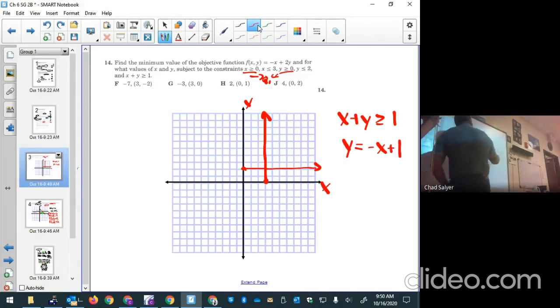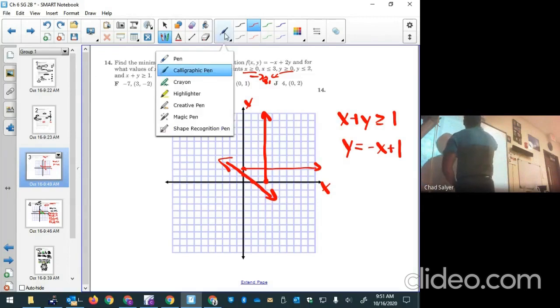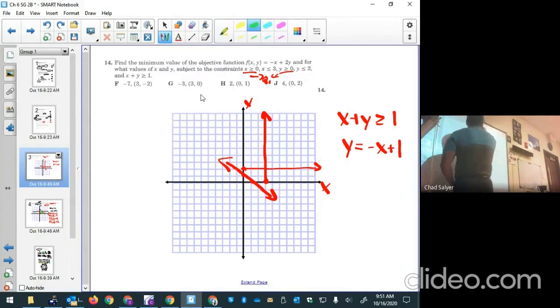Okay, so negative x plus 1. So we come up here to 1. Just double checking myself. Kind of supersedes one of the other ones. That's okay. And then it's got a slope of -1, so kind of like that. And I'm pretty sure the origin would fail here. Let me just double check that. Yes. So it's this area. All right, yeah, that makes sense. Let me get my little highlight.